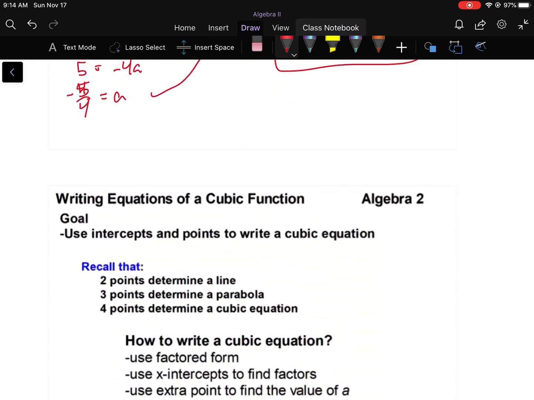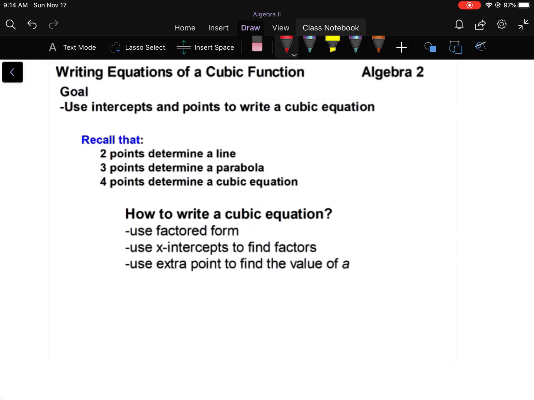Well, a cubic isn't all that different. We just took 3 points, 2 intercepts, and a point that's on the graph to write a parabola. In the past, we needed 2 points to write a line. It takes 4 points to write an equation in cubic form.